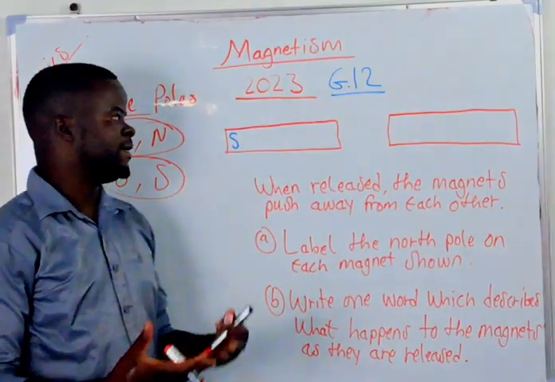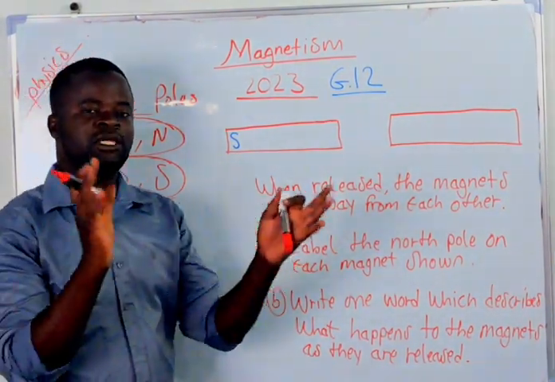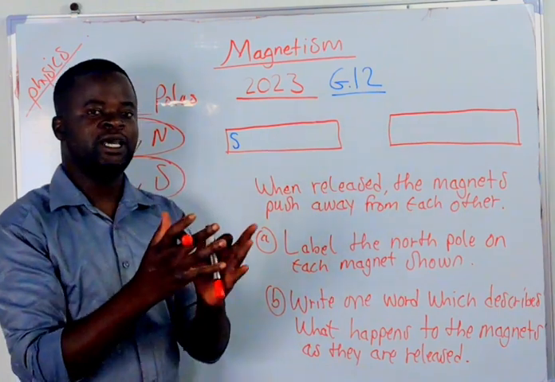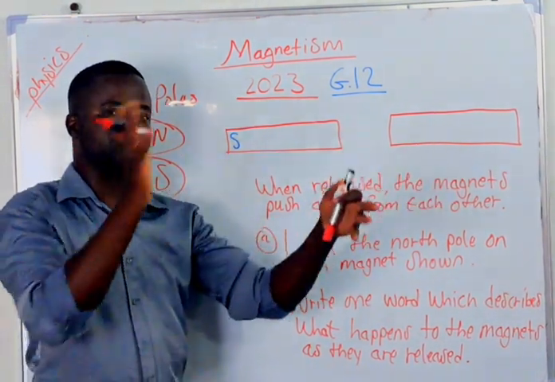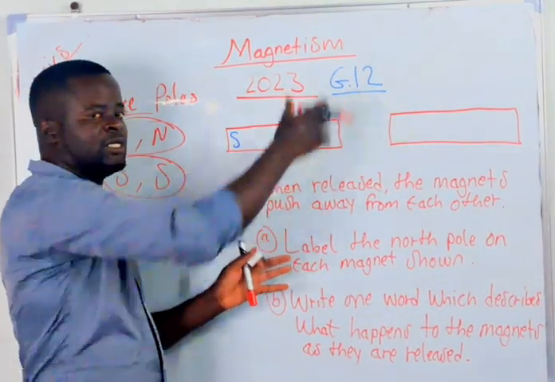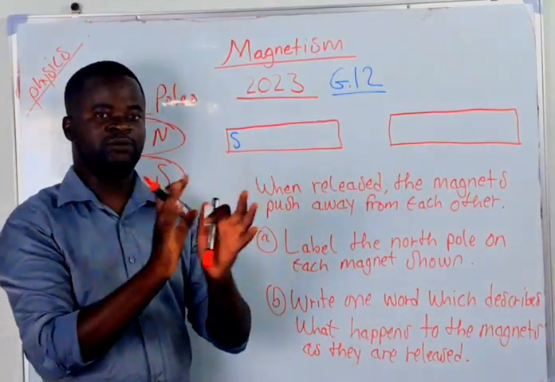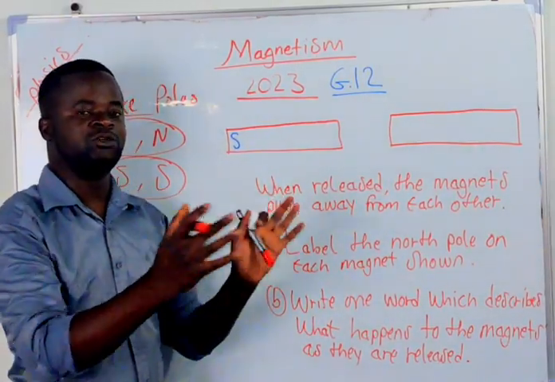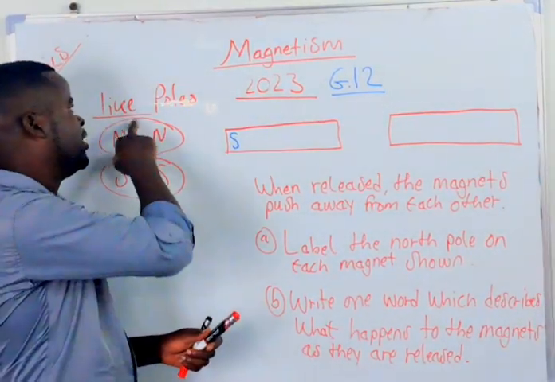So when we say like poles repel, this simply means that there will be no attraction between the two bar magnets. Hence, each magnet will push away the other. By doing so, a space is going to be created, because the force existing between the two bar magnets is not allowing them to be attracted to each other. So this is what we call like poles.